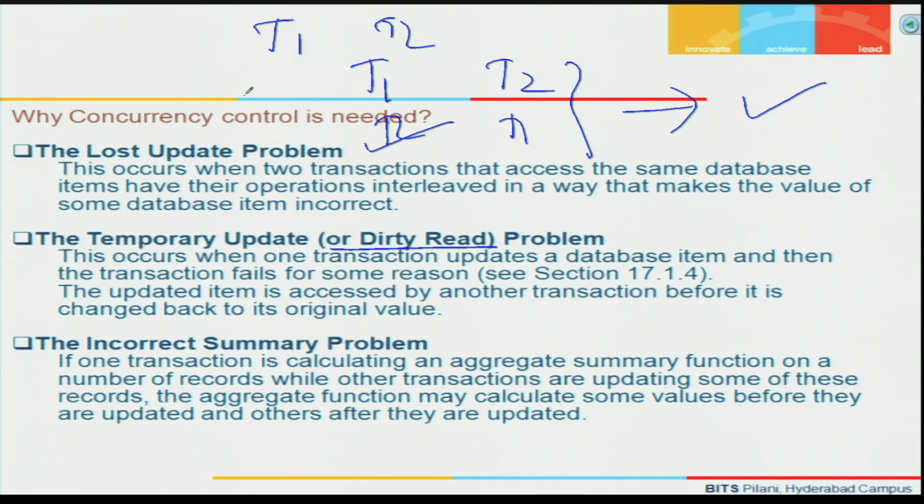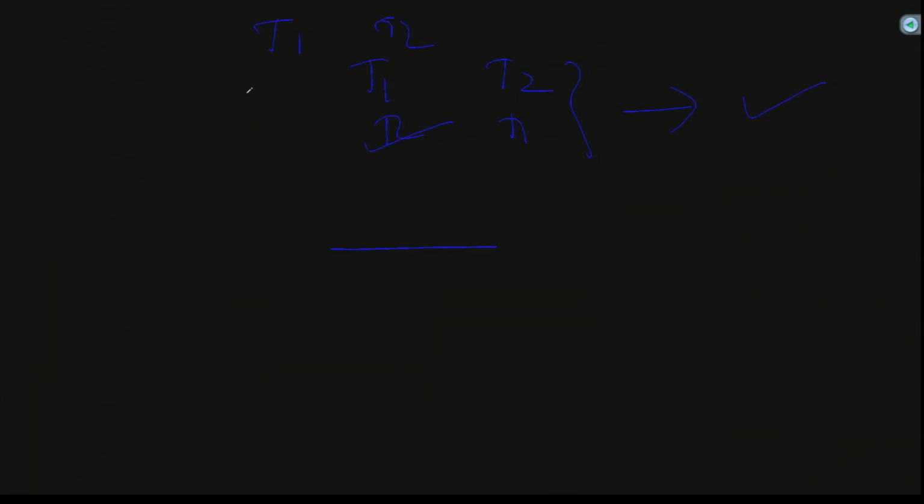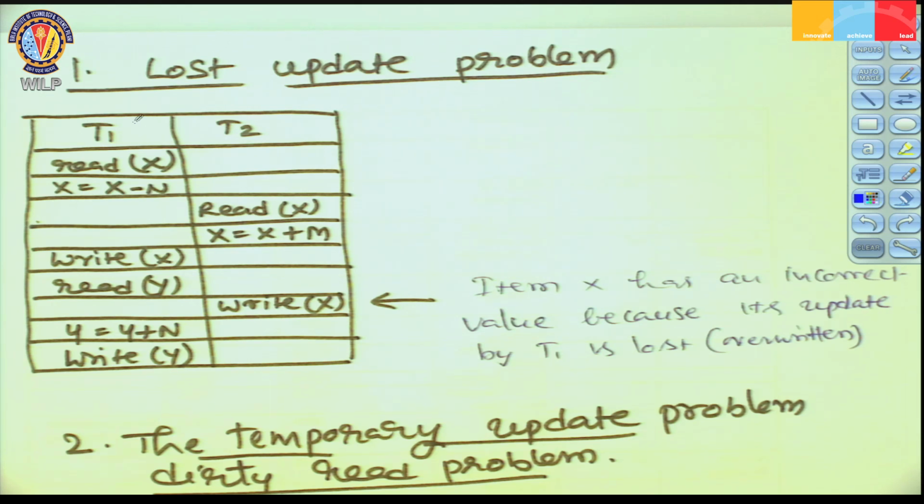Now, to have a better understanding of these problems, that is, the lost update problem, the temporary update problem, and the incorrect summary problem, let us have a look at this example. In this case, I have T1 and T2. There are data items X and Y and some values M and N.